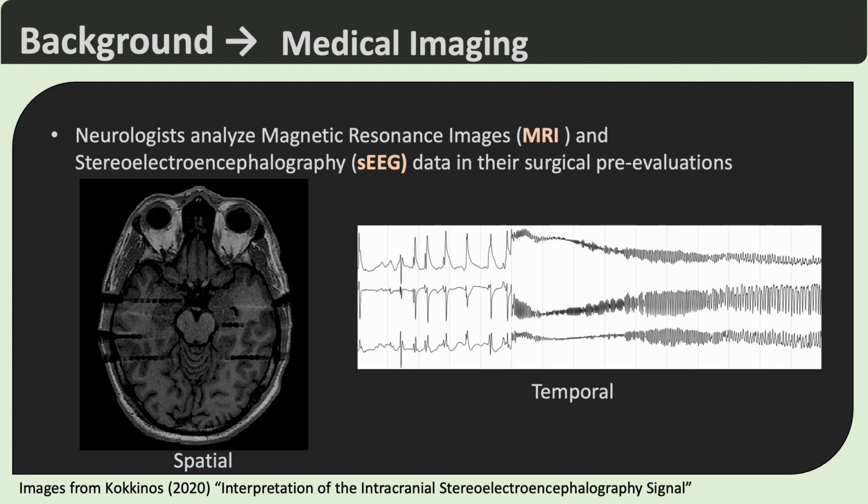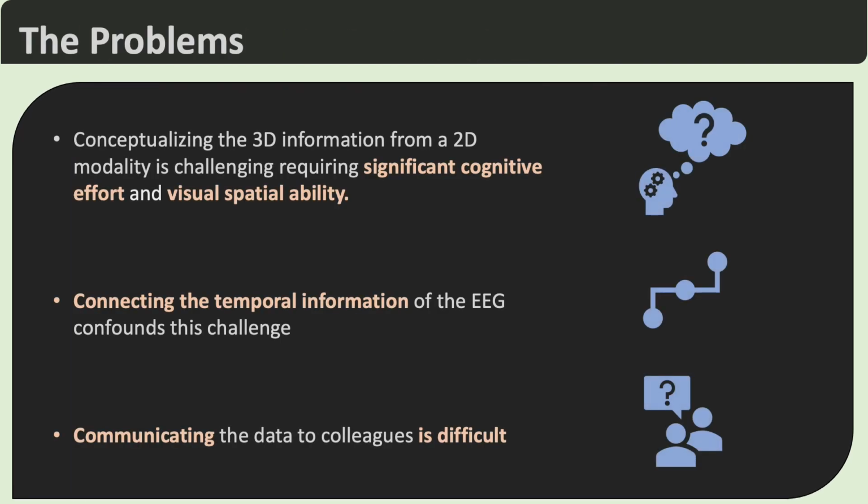Neurologists conducting pre-surgical evaluations for epilepsy patients primarily review magnetic resonance imaging, or MRIs, alongside stereoelectroencephalograms, or SEEGs. The MRIs represent three-dimensional volumes, but are traditionally viewed as multiple two-dimensional cross-sections. This spatial data, as shown on the left, is matched with the temporal data of EEGs, as shown on the right. Within the MRI, neurologists are trying to visualize the placement of the electrodes, highlighted on the left, and match this with ictal events noted within the EEG recordings on the right.